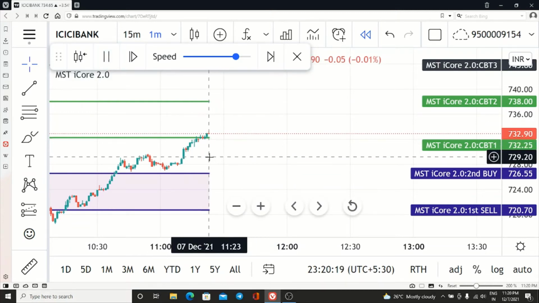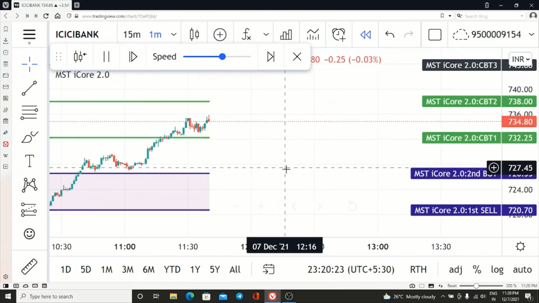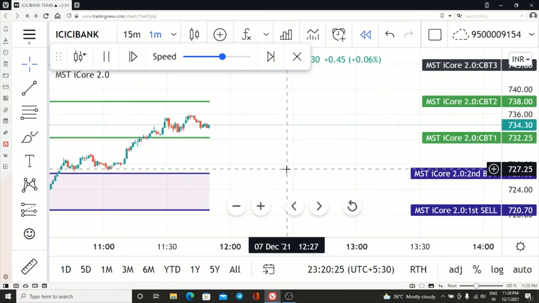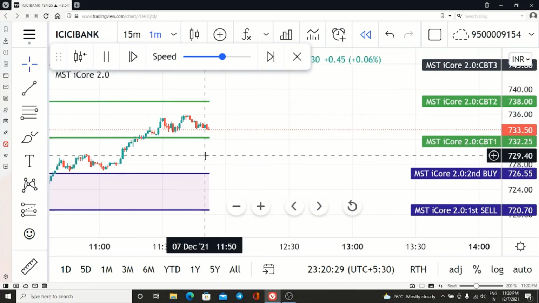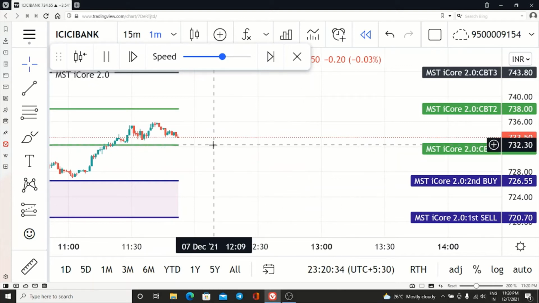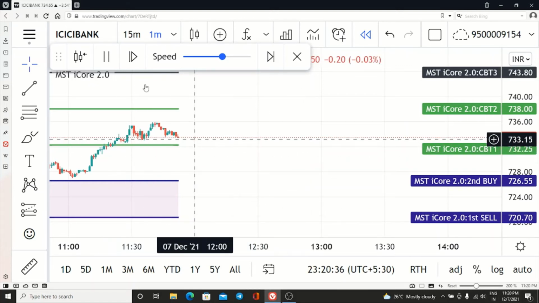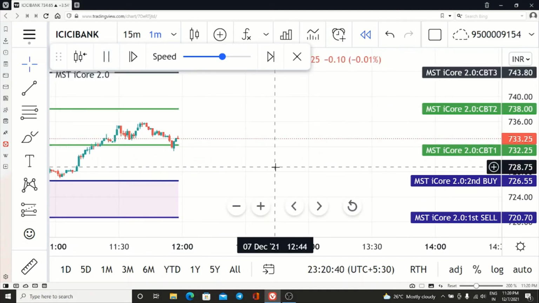I think market got closed. No. Yeah. See, it is 12 o'clock. It is almost 11:50. So the market is still running. It has given already first target. Now we are going to see what happened in the market.